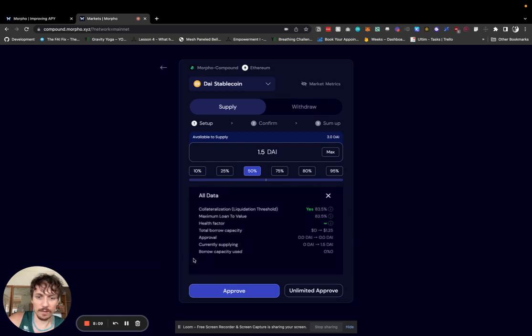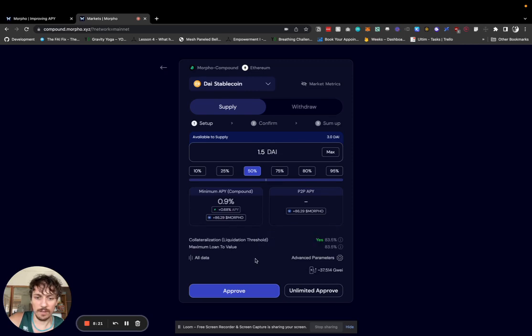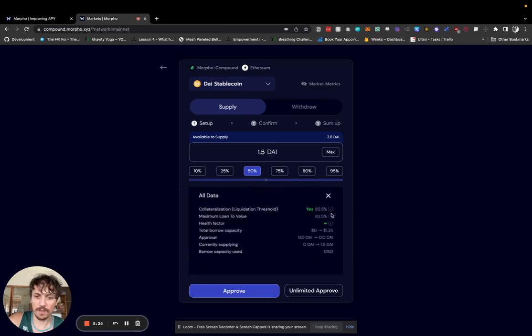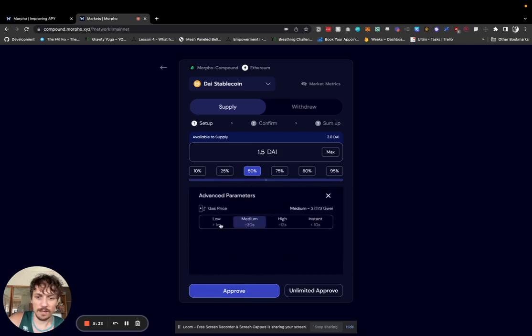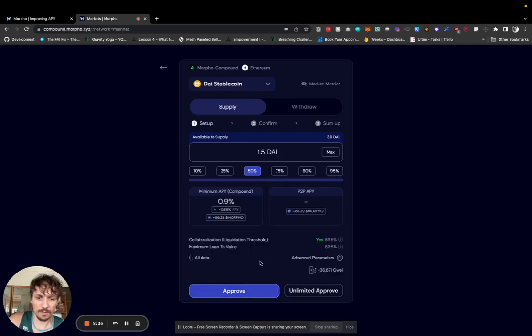One thing I would love to see here: if I click all data, I get more information like the maximum loan to value, health factor, what the health factor is, total borrow capacity, how that changes. I would love to have this information here and not need to go into all data. I feel some of this stuff is pretty important to see here. Being hidden doesn't help. And then here you're able to set up these ones. So all is good, I just want that all data to be present here, not anywhere else.